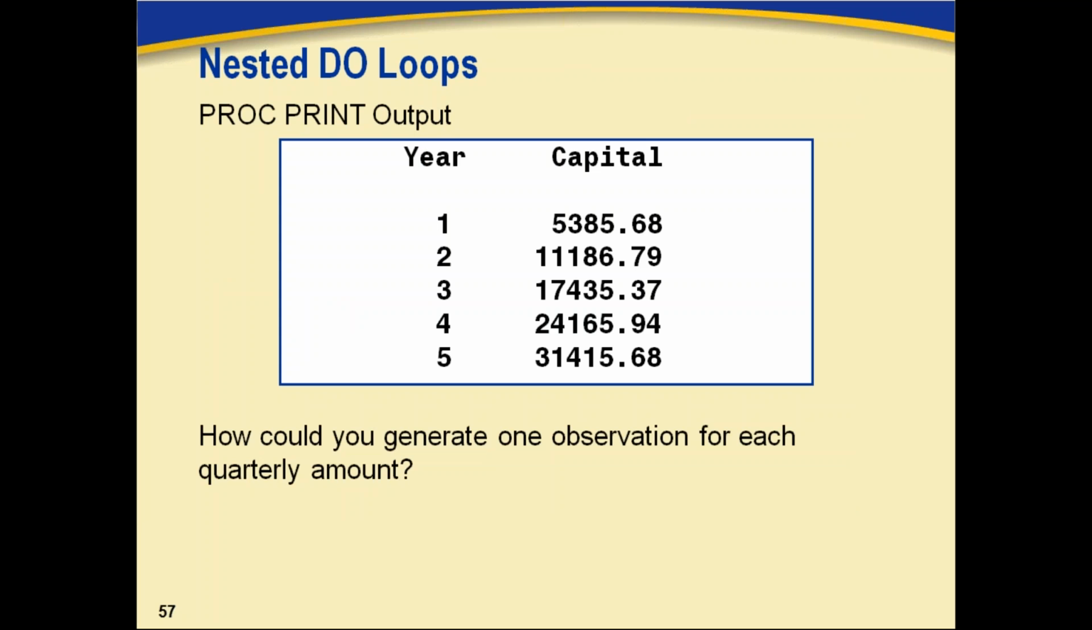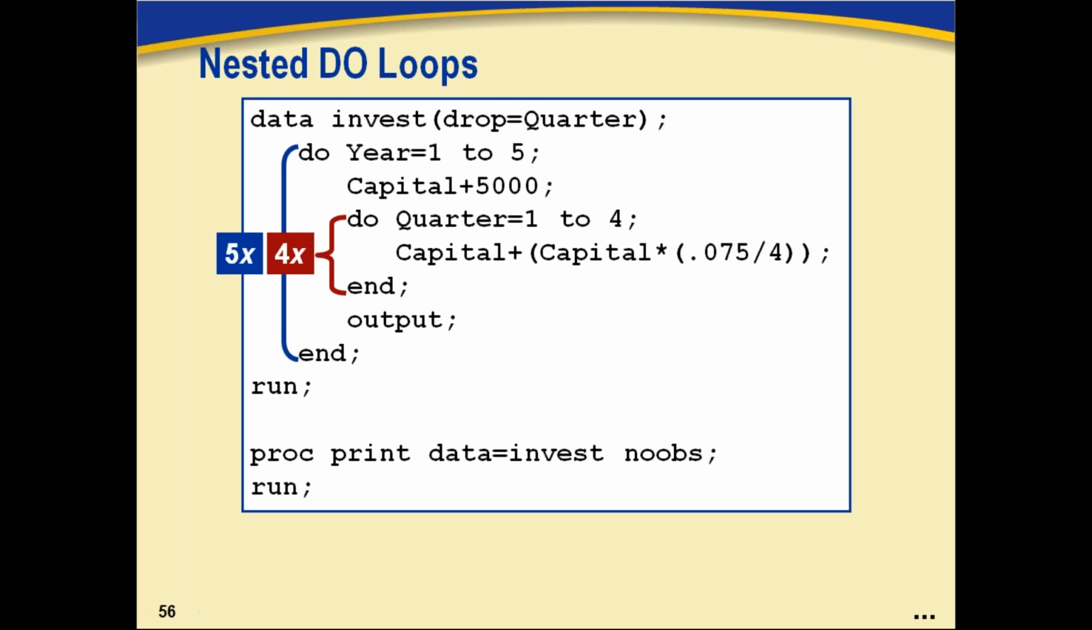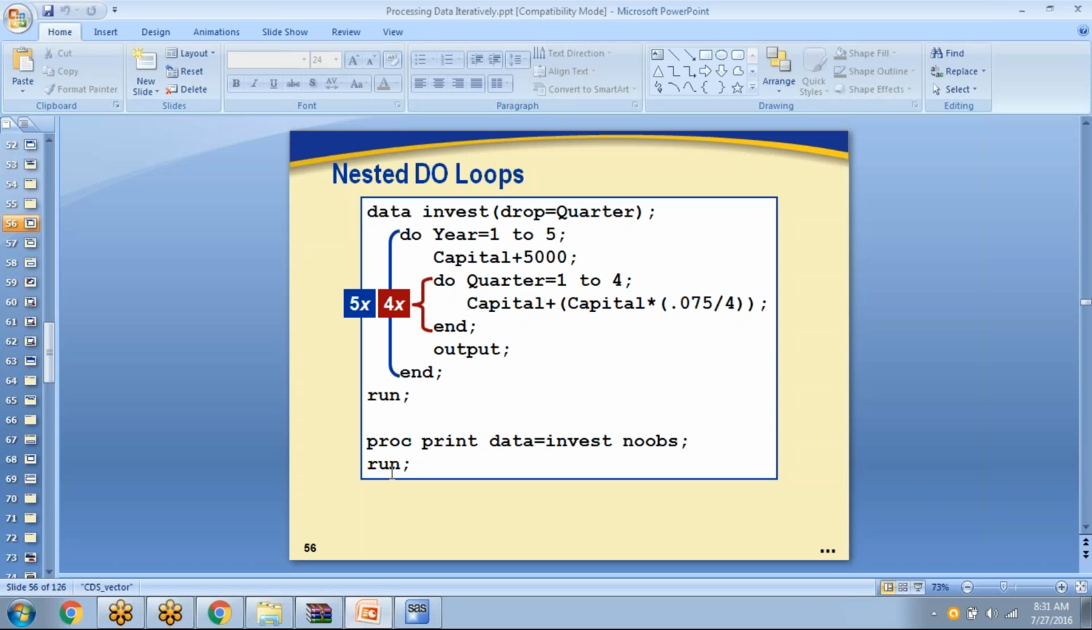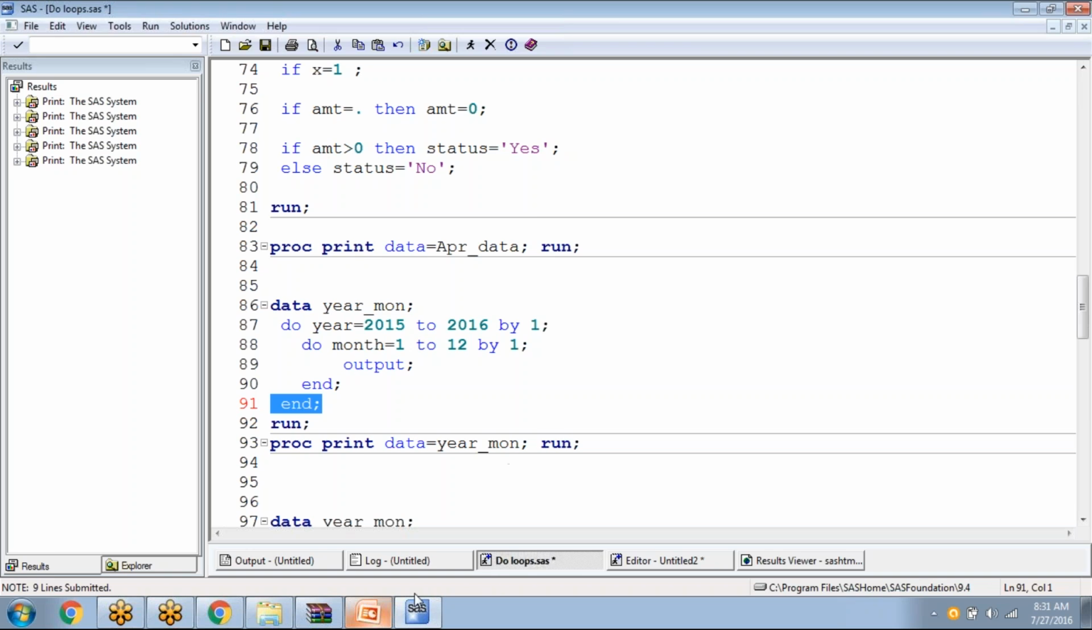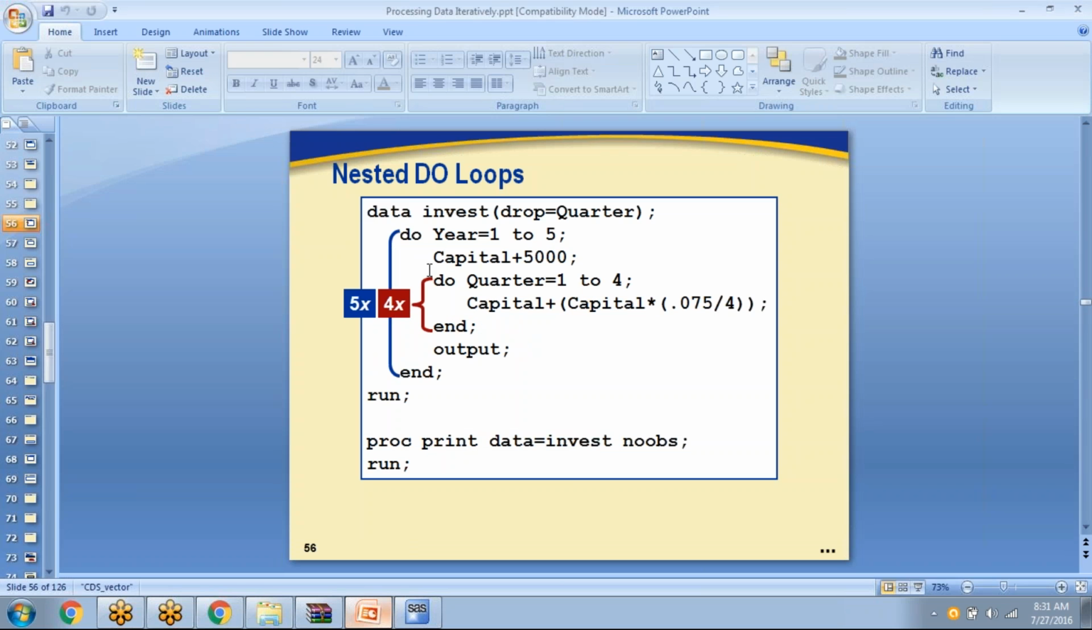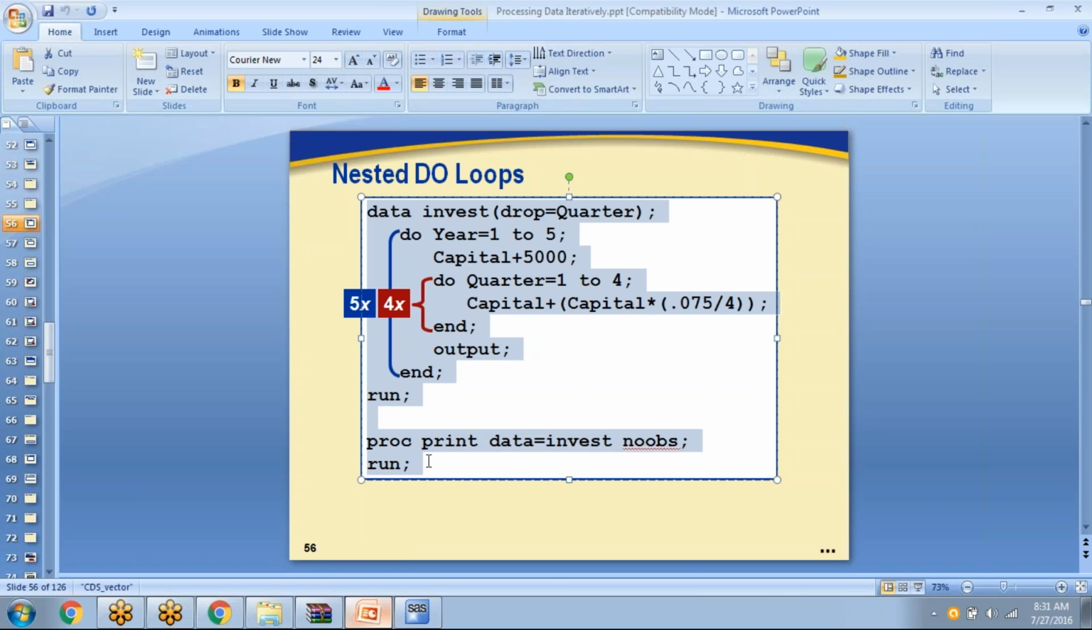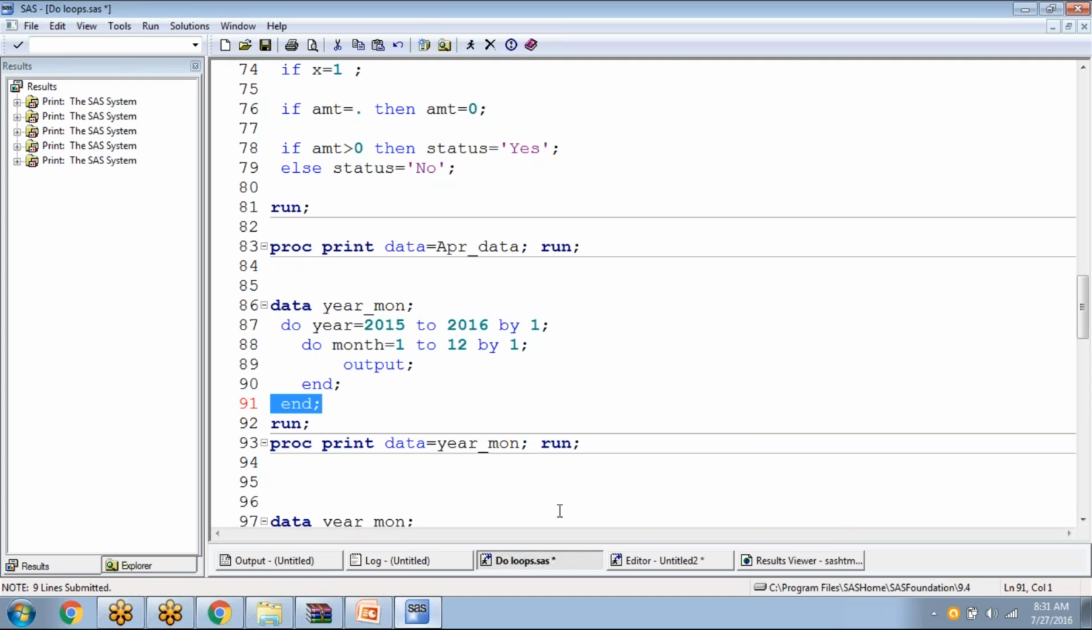So this is the output. I mean, this is sample output. How could you generate one observation for each quarterly amount? Let me execute this and show you. You'll understand. So the concept is just a nested loop.